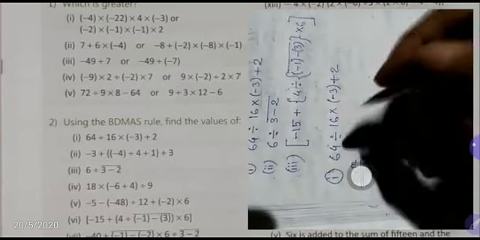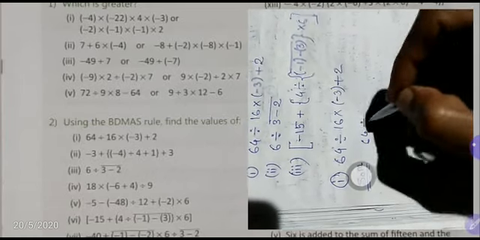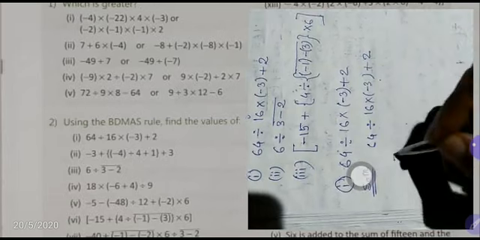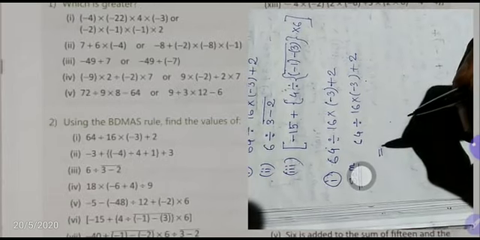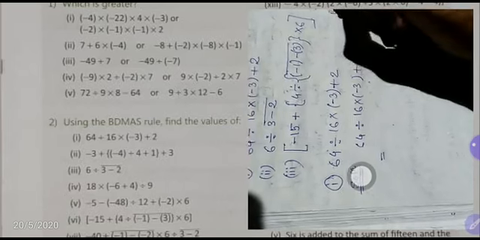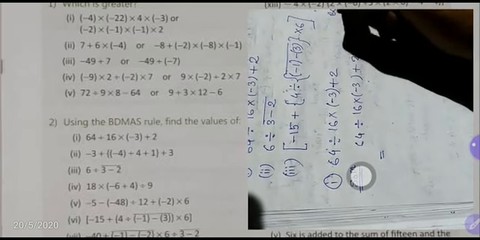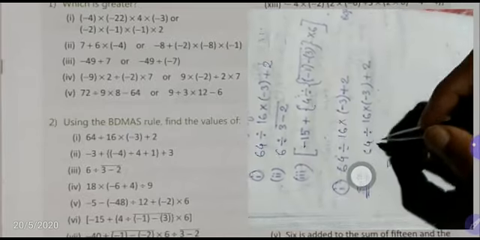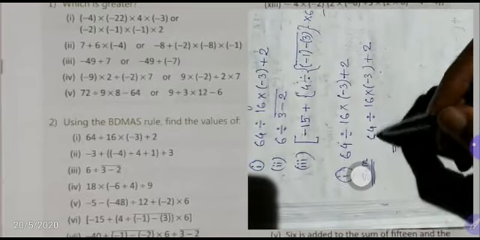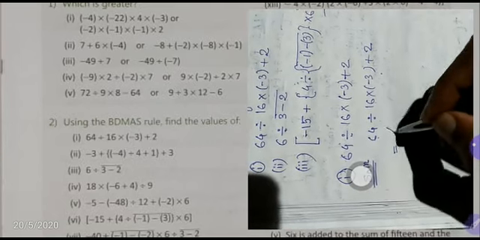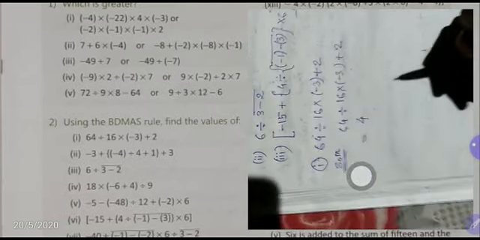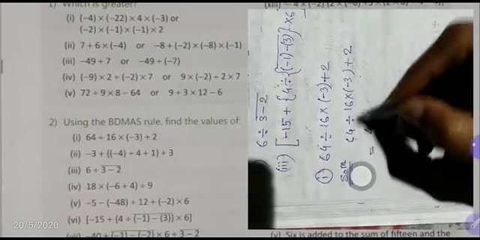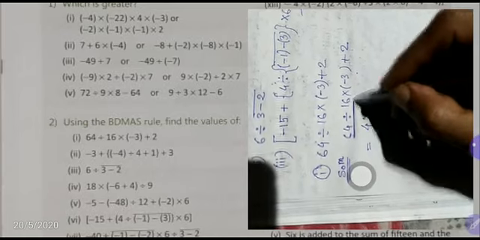So 64 divided by 16 into minus 3 plus 2. First, which operation will we do? Division. According to the BODMAS rule, division comes first. So division will be done first. 64 divided by 16, how much will it be? 4. 16 times 4 is 64. So 4 will come. This operation we have to do first, division.